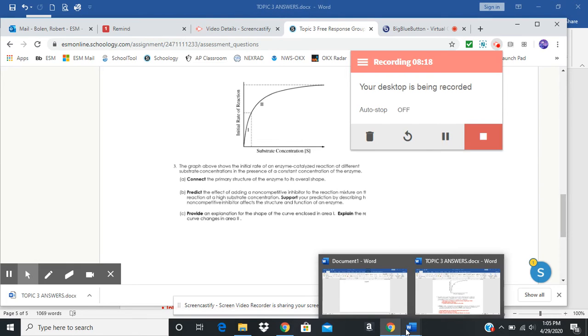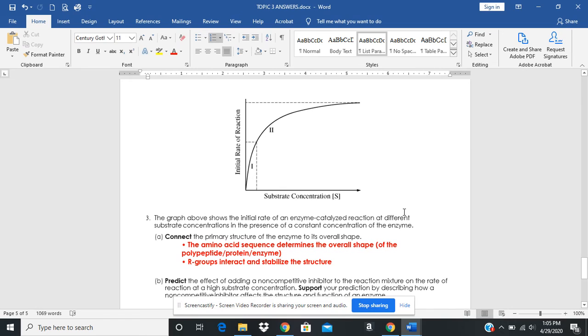And question 2 of group B, we have this graph, which shows the initial rate of an enzyme catalyzed reaction at different substrate concentrations. And so they want you to first connect the primary structure of the enzyme to its overall shape. So we know that the amino acid sequence determines the shape of the protein. So what you can say for your response is that the amino acid sequence determines the shape. The R groups on the side chains interact and they stabilize the structure and they help maintain the shape of the enzyme.